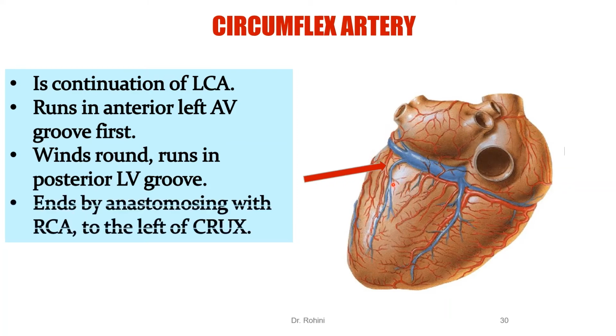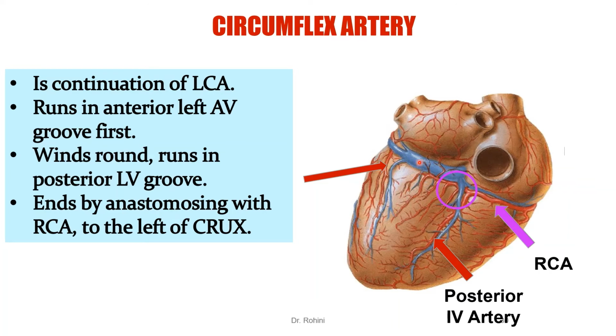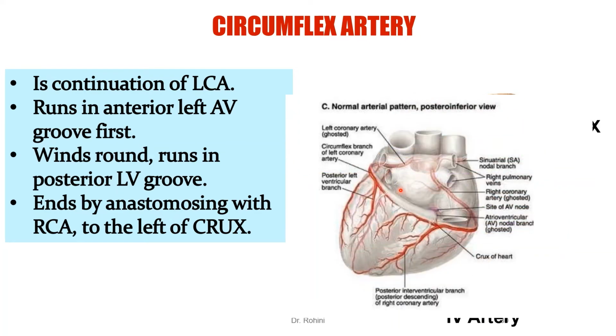It ends by anastomosing with the right coronary artery to the left of the crux. This is your right coronary artery. Here it is giving posterior interventricular artery. After that, as I told you earlier, it is going towards the left. This is the crux. So towards the left, they anastomose with the circumflex artery. Fine, we can see here. This is the anastomosis here.